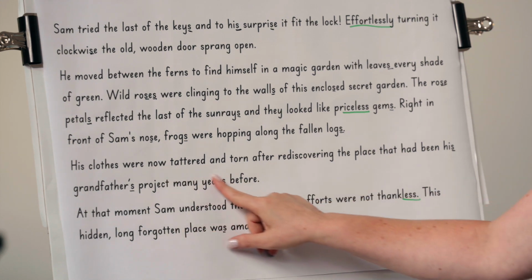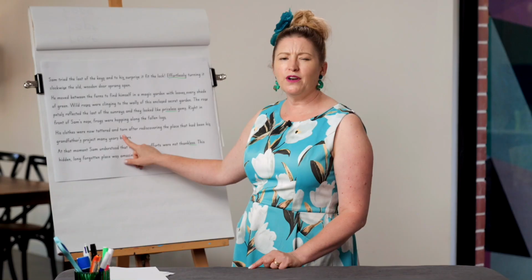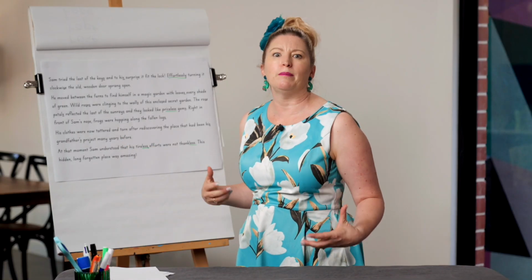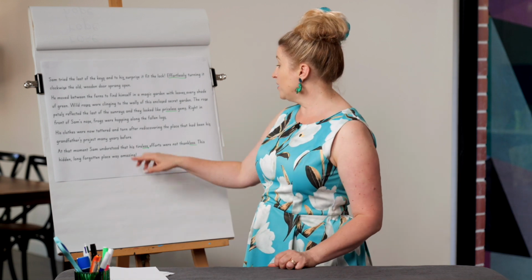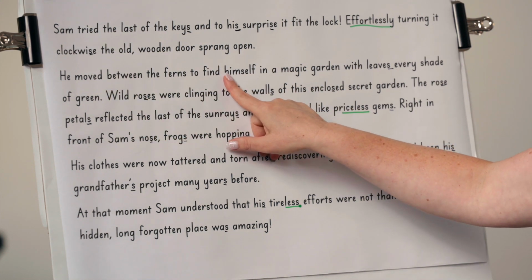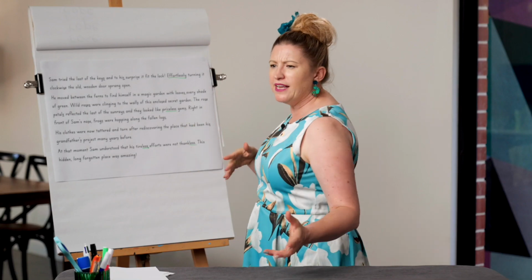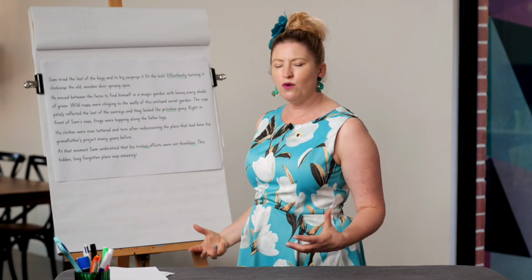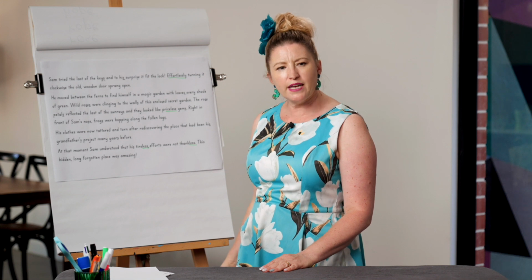We've got two describing words there, tattered and torn. So we want to know that his clothes aren't just a little bit messy. They've gotten completely messed up and they're tattered and they're torn and they're looking really bad because he's had to move between the ferns. I wonder if those ferns were prickly. So as he's moved through the ferns, his clothes have gotten all messed up. So you can really picture this story. The author has used lots of different things to really help us work out what's happening in this story.